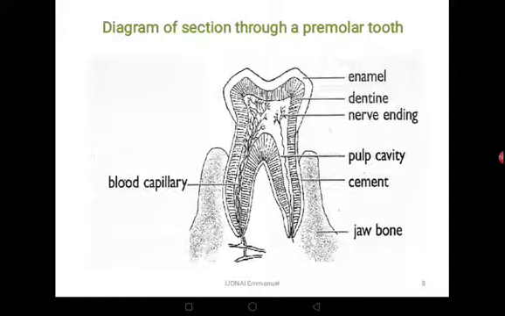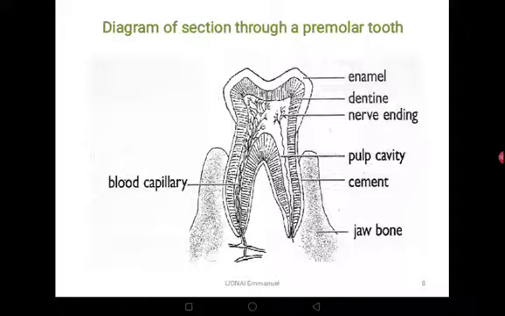So here we have our diagrams. Like you can see, a longitudinal section of the premolar tooth. So you can identify some of the parts that we know there. We have the enamel, the outermost part, usually that white part of the teeth. Then just inside there, after the enamel, we have the dentine, and then the dentine is much more fibrous and hardened. Then we have the nerve endings, which are found in the pulp cavity.